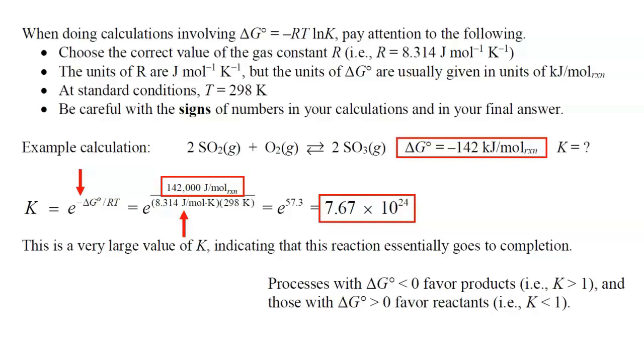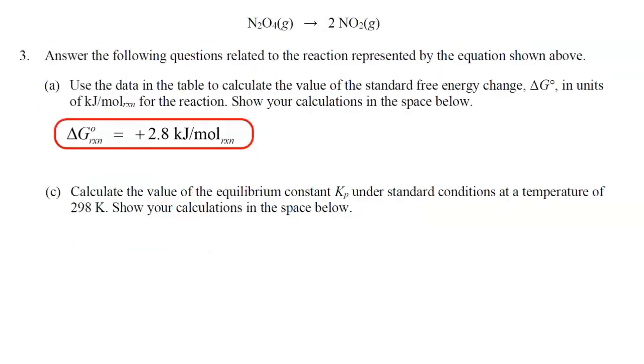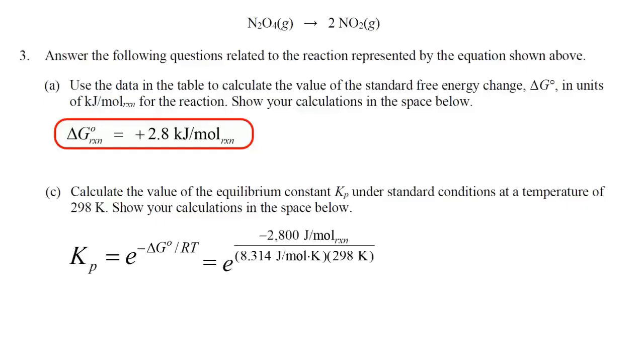Let's go back and look at our specific question here in part C. So we know the delta G from part A of this question. That's positive 2.8 kilojoules per mole of reaction. So here's my setup. I have that the equilibrium constant is equal to e raised to the power negative delta G over RT. So take a look at what I'm doing here. I have changed the 2.8 kilojoules to 2,800 joules by multiplying by 1,000. Now my units are matching up, so I have joules on the top and the bottom.